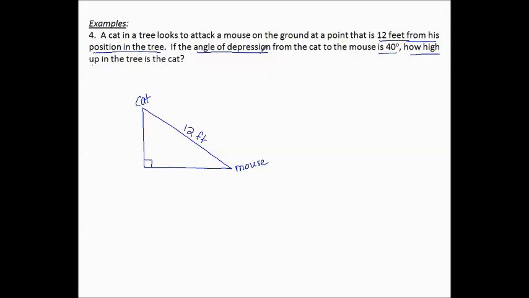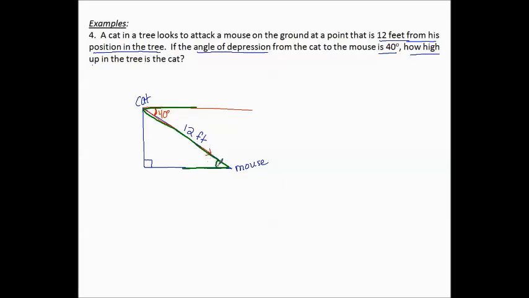The angle of depression from the cat to the mouse is 40 degrees. So that means from the cat, we start by drawing a horizontal line from the cat, and then where the cat would be looking, which is down towards the mouse. That angle is the angle that is 40 degrees. Now, if our right triangle is here, that 40-degree angle is outside of our right triangle. How do we get it inside of our right triangle? Well, one way is to remember the alternate interior angles, or the zigzag. So this 40 degrees is this 40 degrees.